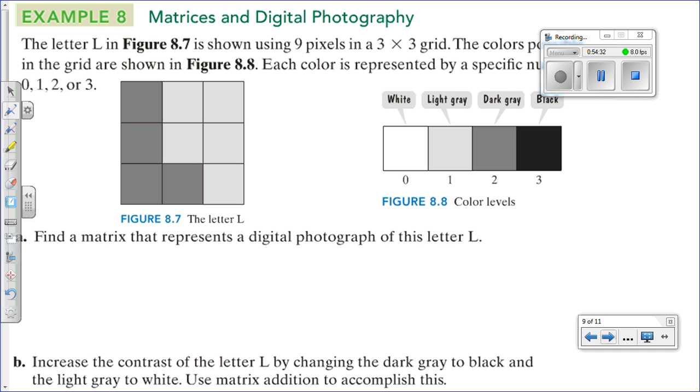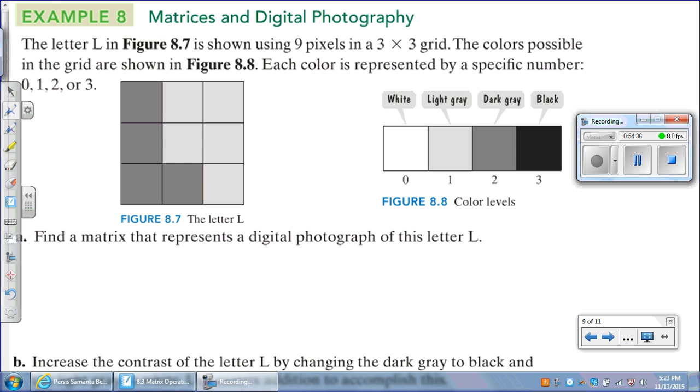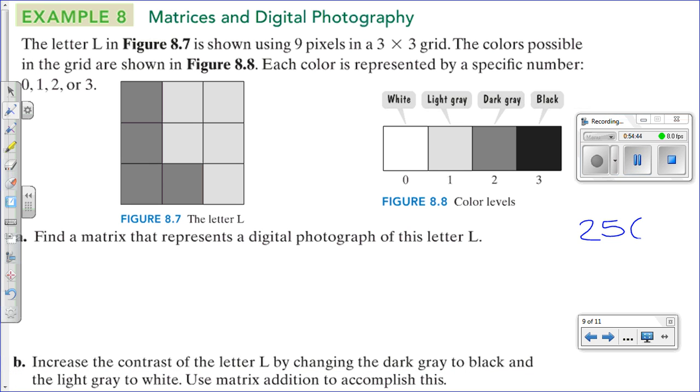Now this is a very simple problem about pixels. And we know that from white to black, there are actually 256 pixels. And they go from 0 to 255, where white is 0 and 255 is black. And all the numbers in between are just shades of gray.